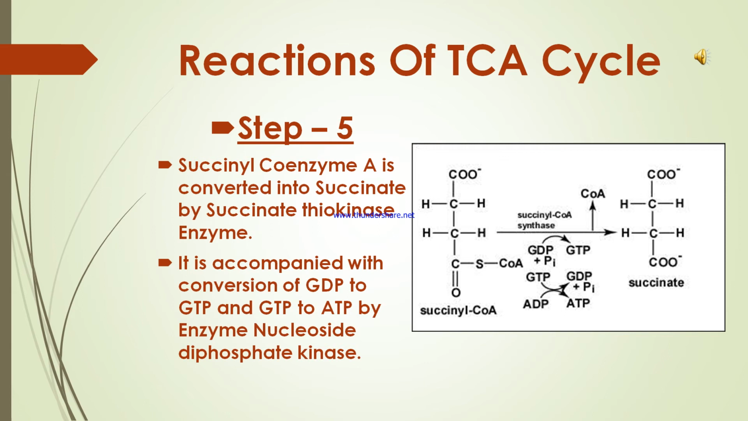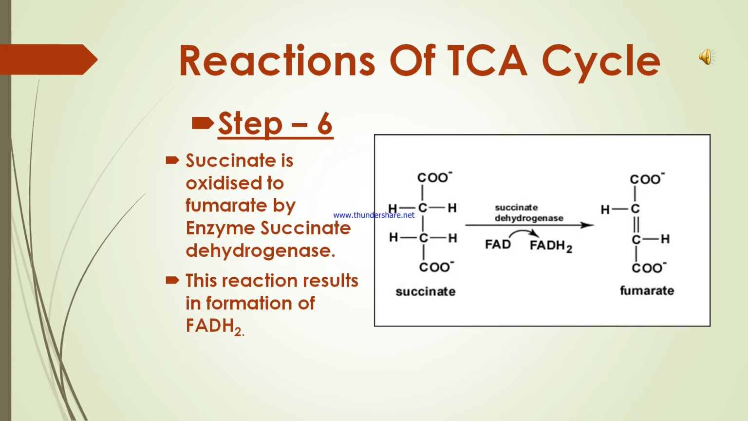In step 5, succinyl coenzyme A is enzymatically converted to succinate. It is accompanied by conversion of GDP to GTP and GTP to ATP by the enzyme nucleoside diphosphate kinase. In step 6, succinate is oxidized to fumarate by the enzyme succinate dehydrogenase. This results in the formation of FADH2.